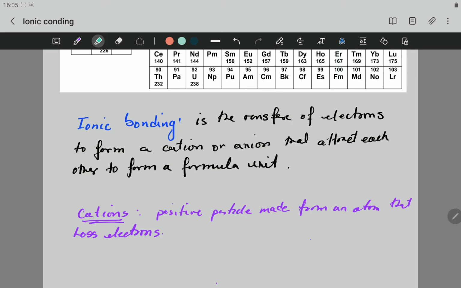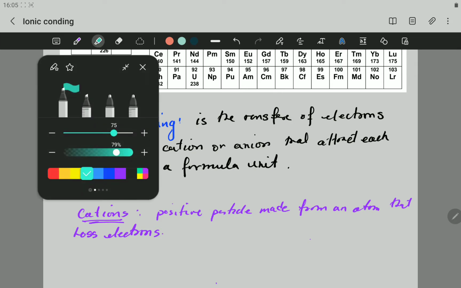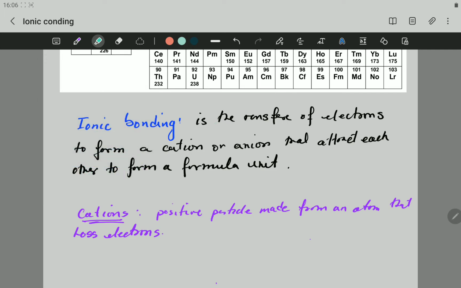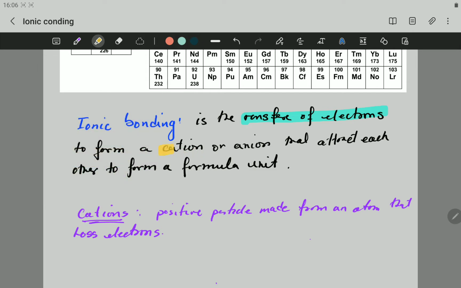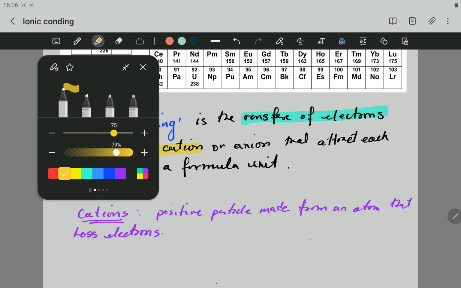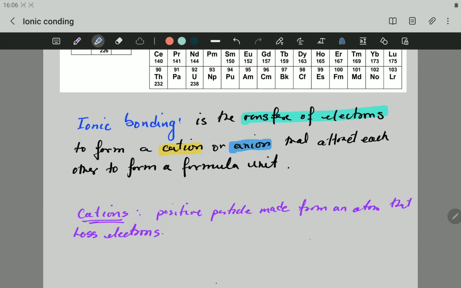They say ionic bonding is the transfer of electrons. That is the first very important matter here. It is going to be the transfer of electrons. So electrons are going to be transferred from one substance to another. Now, that transfer of electrons has the purpose of forming a cation or an ion. The transfer of electrons will form a cation or an ion that have different charges and therefore will attract each other. So ionic bonding is the transfer of electrons to form a cation or an ion that attract each other to form a formula unit.